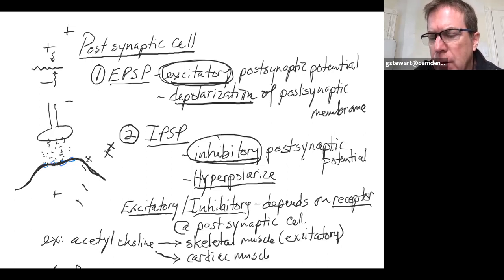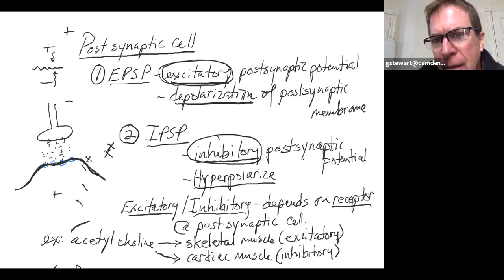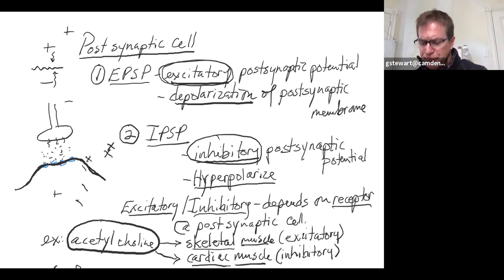So acetylcholine on our skeletal muscles is excitatory and it causes them to contract. Acetylcholine, the same neurotransmitter, when it binds to cardiac muscle cells, it causes the heart to slow down and it inhibits contraction. It hyperpolarizes the membranes of those cardiac muscle cells. That tells us that excitatory versus inhibitory is not dependent on this, but on the type of receptor at the postsynaptic cell.